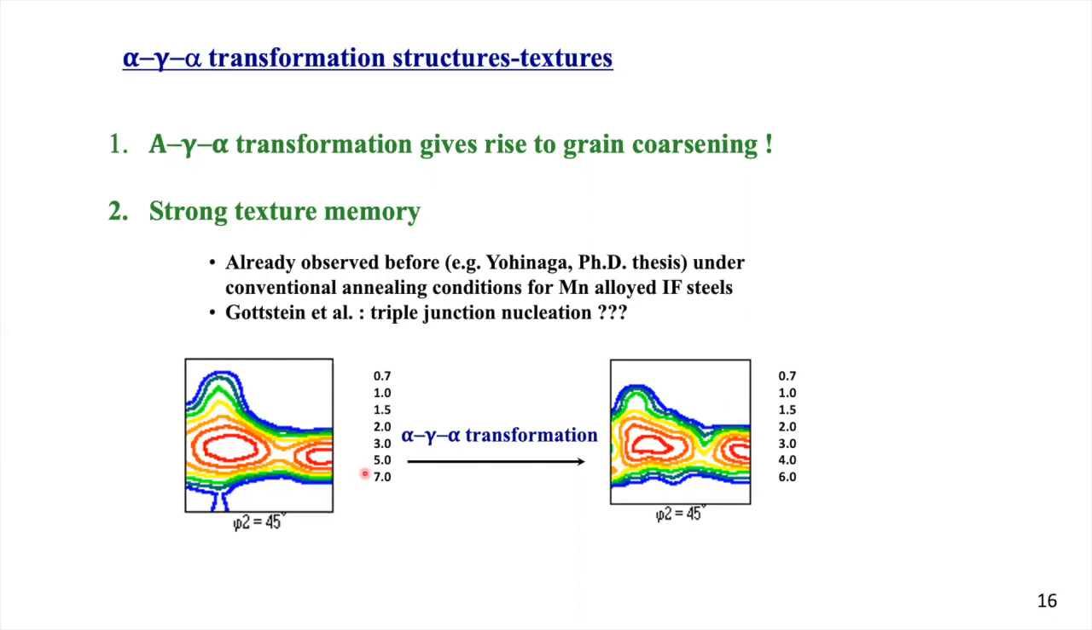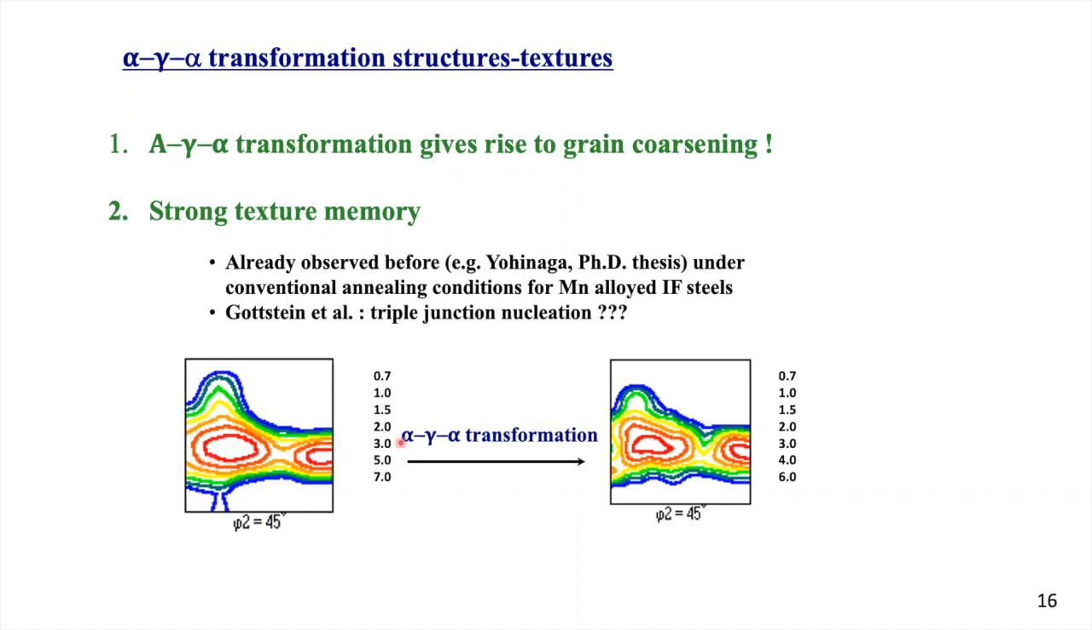The particular feature that we were interested in here is what is called texture memory. You can see here, this is a texture simply after cold rolling and annealing in the full ferrite phase, and it is a typical gamma fiber texture, like the ones that are typical for IF deep drawing steels.